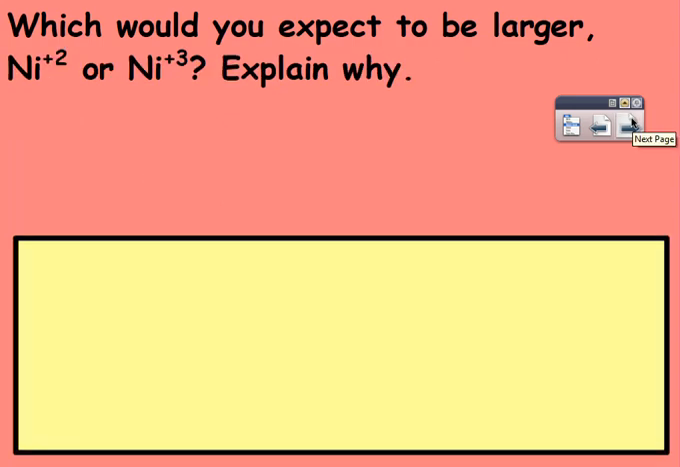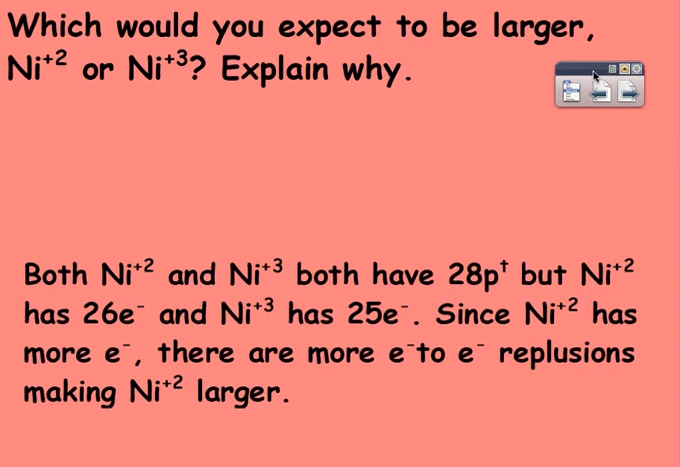So go ahead and pause the video and try this one on your own. Restart when you have your answer. Both nickel +2 and nickel +3 have 28 protons. But nickel +2 has 26 electrons and nickel +3 has 25 electrons. Since nickel +2 has more electrons, it has more electron-electron repulsions, making nickel +2 larger.